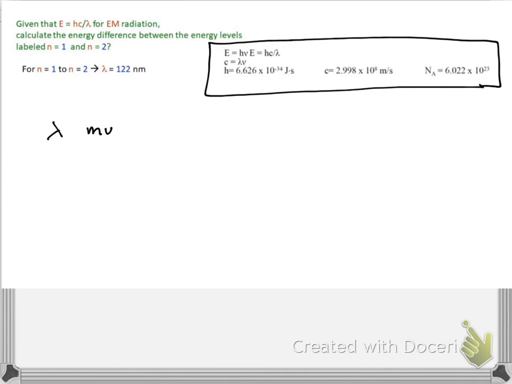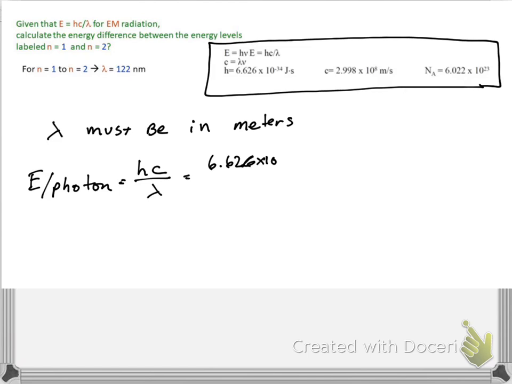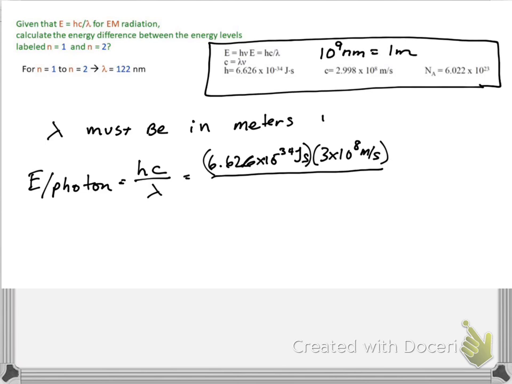Okay, so lambda must be in meters, right? If you're going to do any calculations, please make sure lambda is in meters, because when we calculate the energy per photon, hc divided by lambda, we need to have lambda in meters. When we put this calculation together, the numerator is two constants given to us, and oftentimes you'll be given the conversion factor, so 10 to the 9th nanometers is 1 meter.